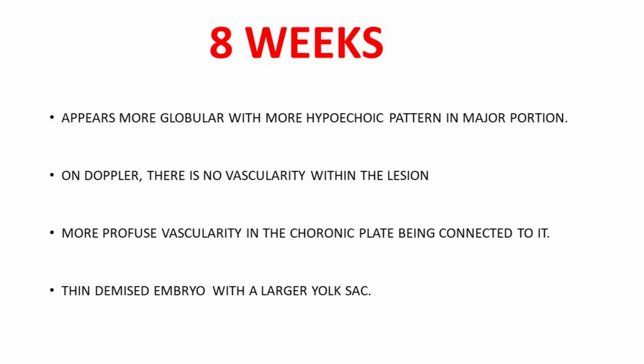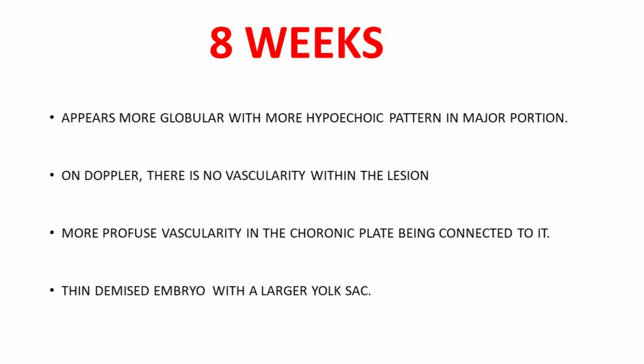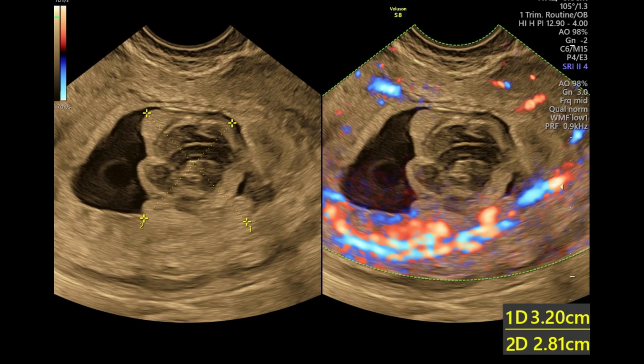The lesion appears more globular now and larger, with more hypoechoic pattern in major portion. On Doppler, there is no vascularity within the lesion, but you can see more profuse vascularity in the chorionic plate which is being connected to it. You can see a thin demised embryo with a larger yolk sac now.